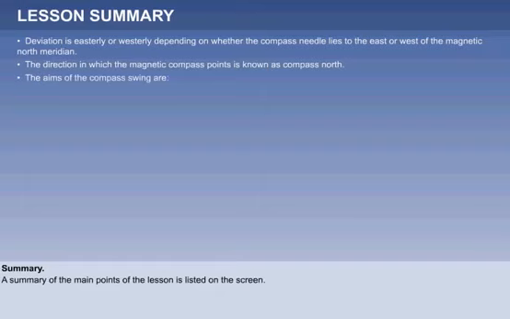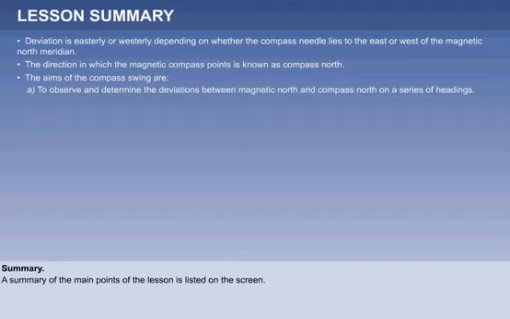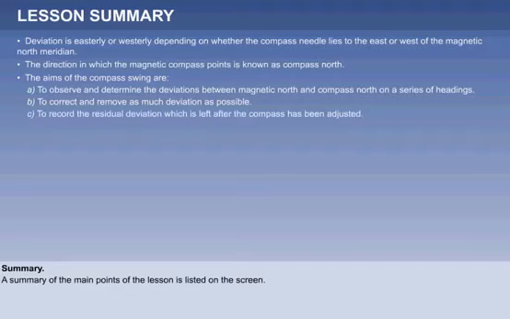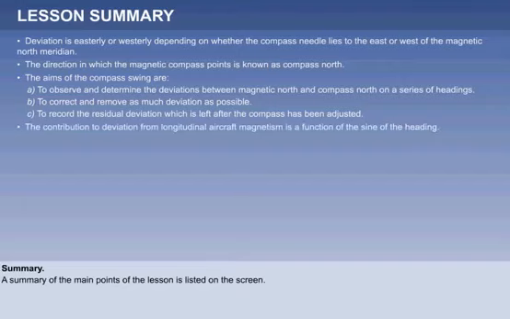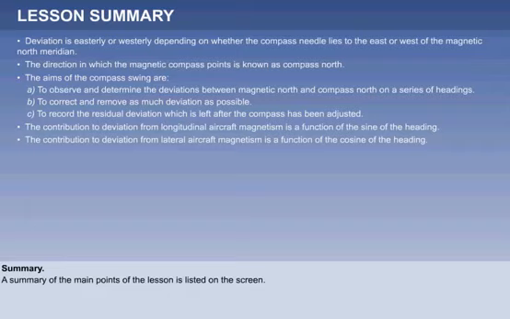The aims of the compass swing are: A. To observe and determine the deviations between magnetic north and compass north on a series of headings. B. To correct and remove as much deviation as possible. And C. To record the residual deviation which is left after the compass has been adjusted. The contribution to deviation from longitudinal aircraft magnetism is a function of the sine of the heading. The contribution to deviation from lateral aircraft magnetism is a function of the cosine of the heading.